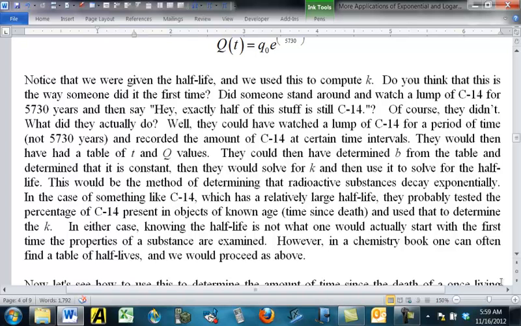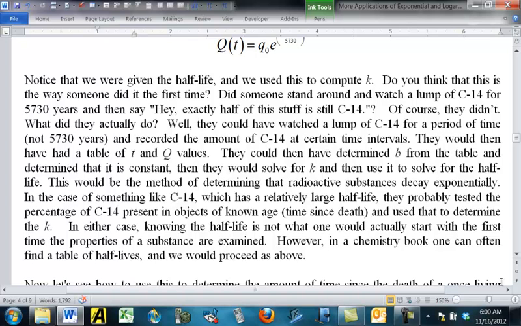And if they knew the time the original organism died that the object was made out of, then they would know a time, and they could test it to see how much is left. And so they basically can make up a table, maybe with some wider spread times, but essentially they still made a table of times and amounts left, and we can use that to solve for B. Solve for B, then you can solve for K. And if you know K, you can solve for the half-life.